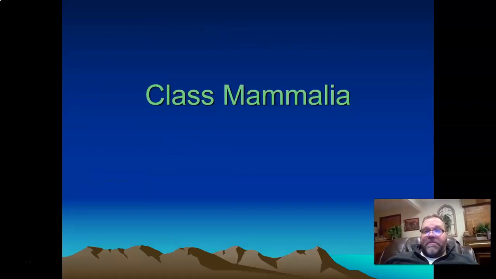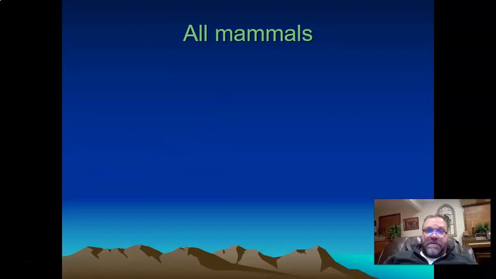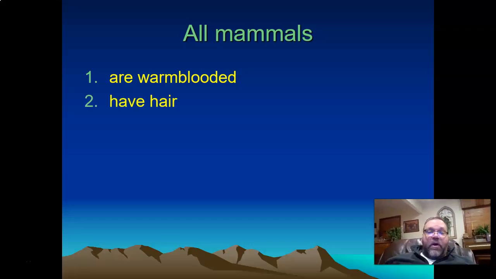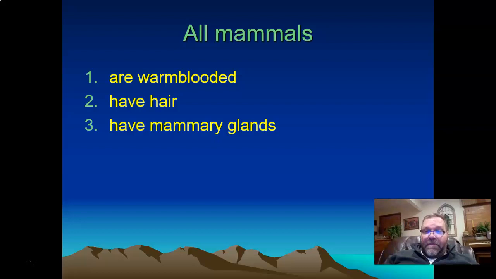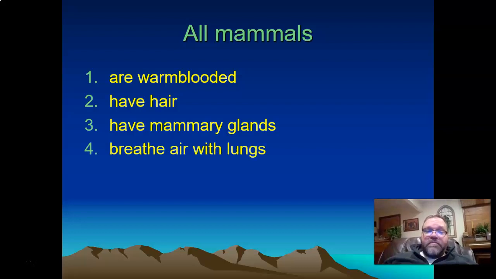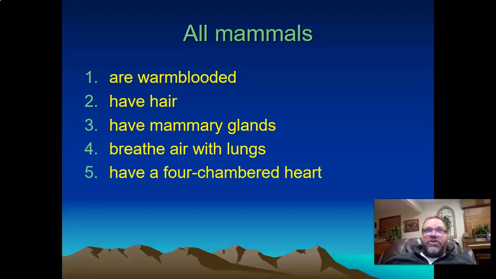Let's talk now specifically about the class Mammalia, mammals. All mammals have to have the following. They are warm-blooded, endothermic, have hair, mammary glands, that means we feed milk to our young, and breathe air with lungs as opposed to gills. They have a 4-chambered heart. This is different than other animals. Reptiles only have a 3-chamber heart.